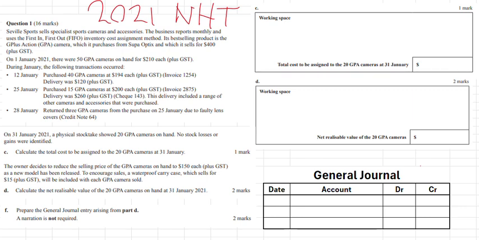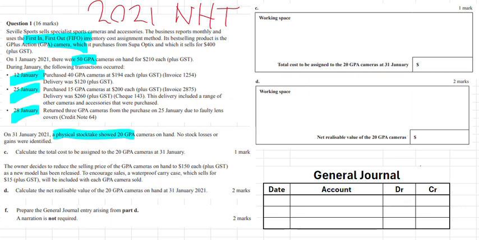So just to set this question up, we're using the FIFO method. We are trading cameras. We had an opening balance. We've bought some more on the 12th. We've had another purchase on the 25th. And then we've had a purchase return on the 28th. So the first part to this vid is we're going to work out the cost.